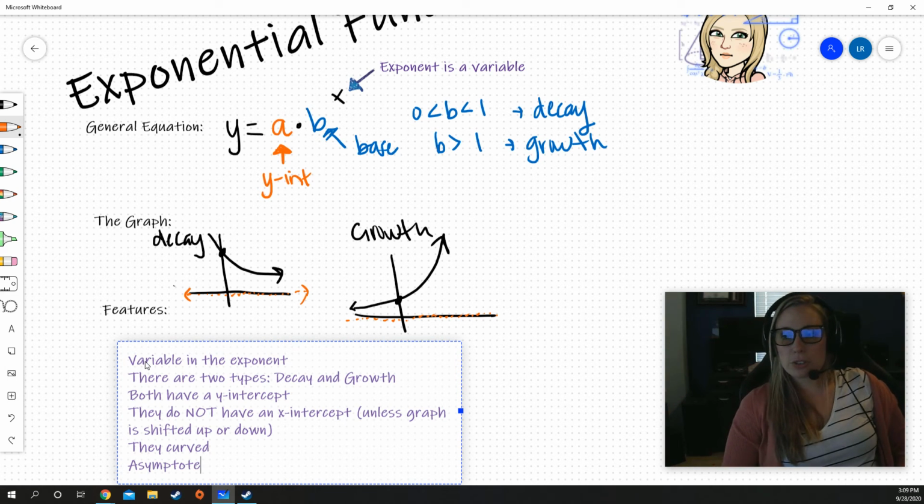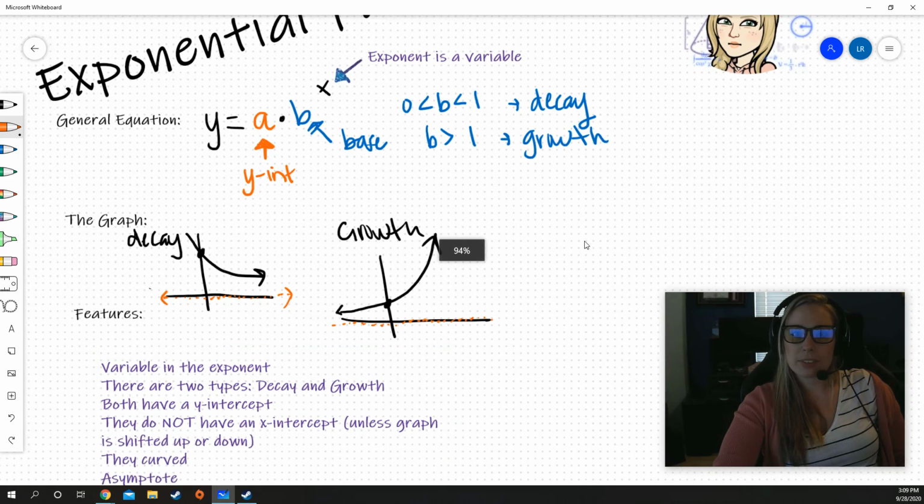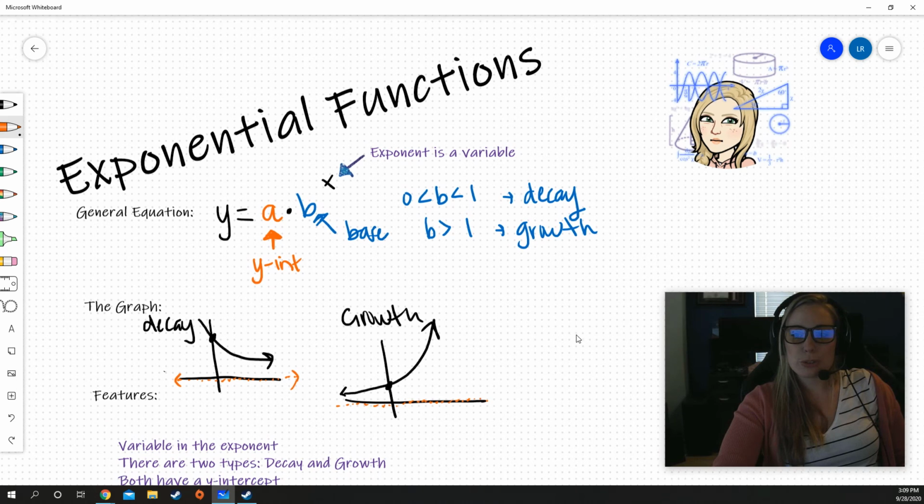So every exponential equation will have an asymptote. It doesn't always have to be y equals 0, but it will be unless this is shifted up. They always have a y-intercept. There's a variable in the exponent. And that is just a quick, brief overview of exponential functions.